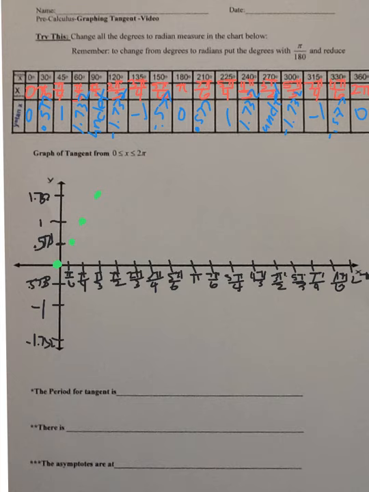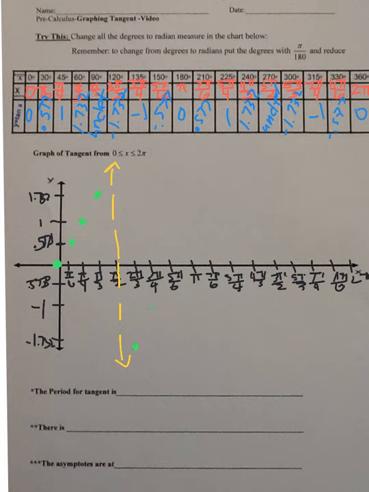So for the undefined, we're going to put an asymptote. That's what an undefined is here. So put a vertical dotted line. And then just continue graphing your points. So 2 pi over 3 is negative 1.732.